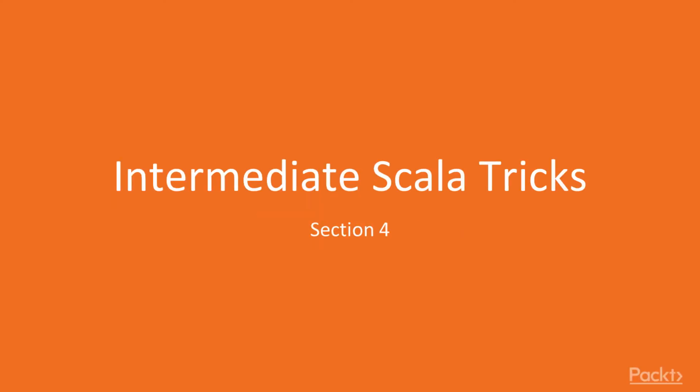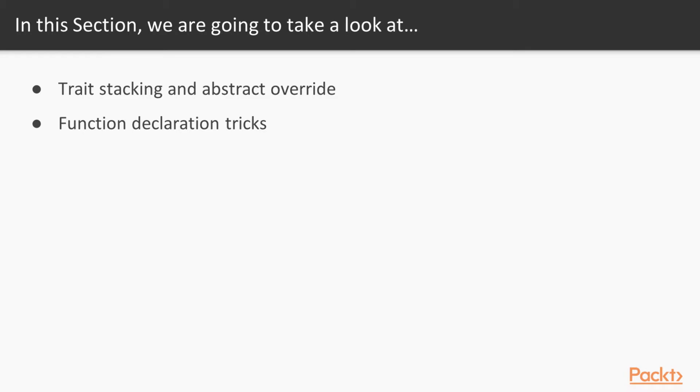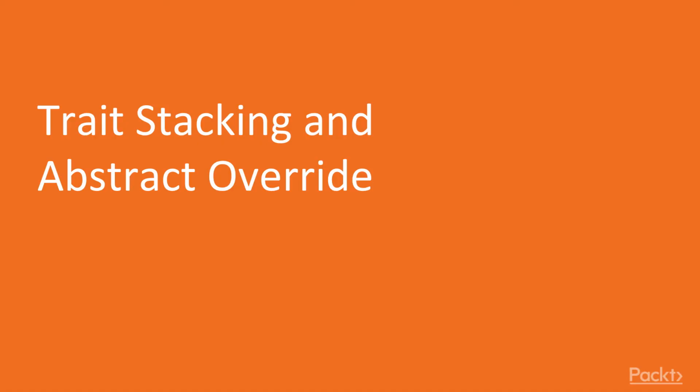In this section, we'll talk about some intermediate level Scala tricks that you can use when you're developing your software. First, we're going to talk about trait stacking and the abstract override keyword. And then we're going to talk about a few function declaration tricks that you can use. So let's start with trait stacking and abstract override.